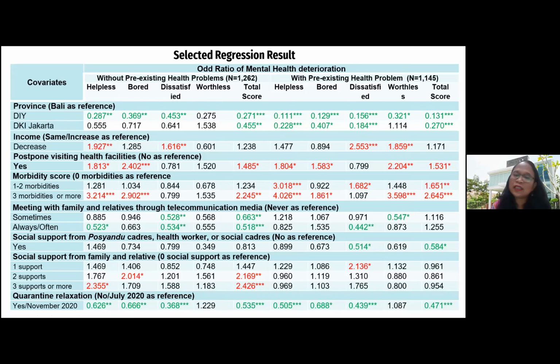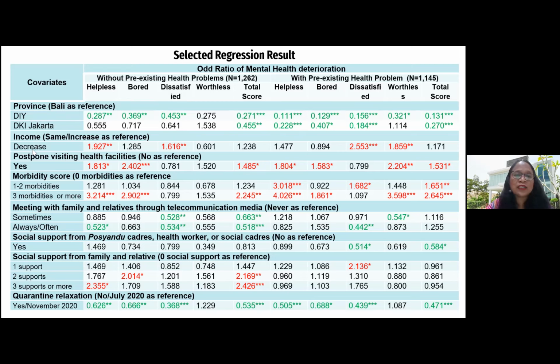Here is the regression result. We divided the information into groups: one with a pre-existing health problem, and the other without a pre-existing health problem. The older persons who live in Yogyakarta or in Jakarta are less likely to report deterioration in mental health compared to their counterparts who live in Bali province. This holds for both older persons with a pre-existing health problem and without, but without a pre-existing problem only in Yogyakarta.